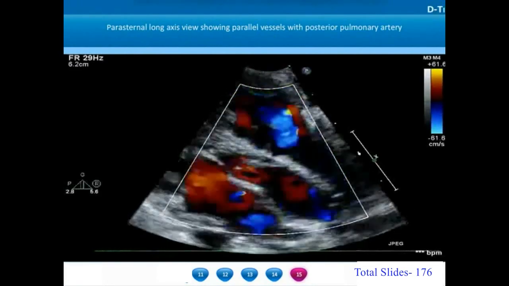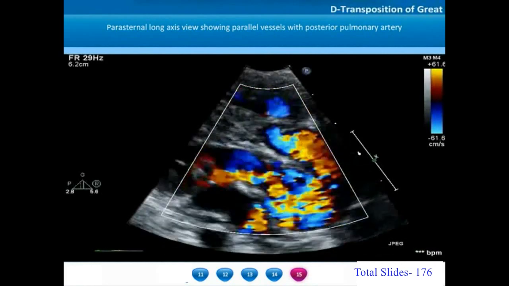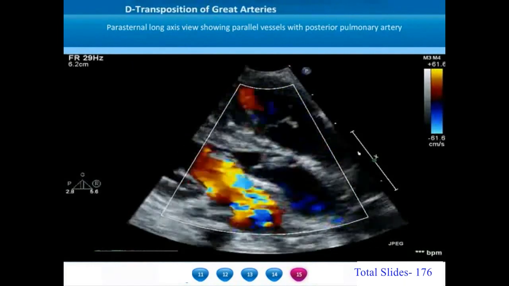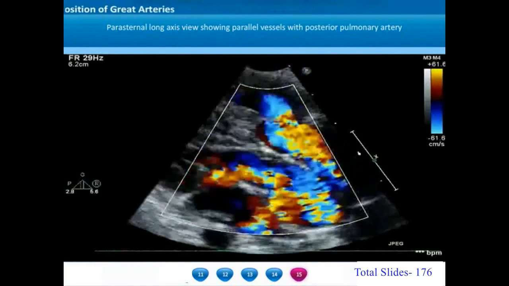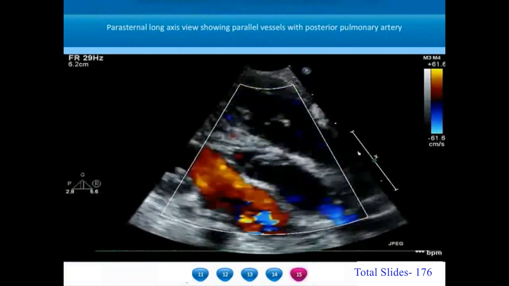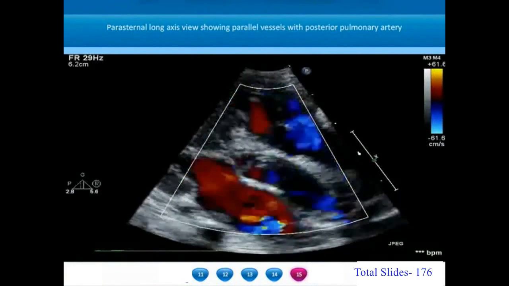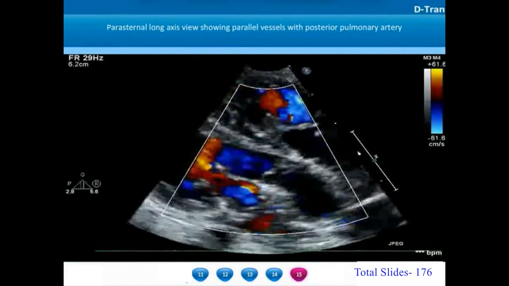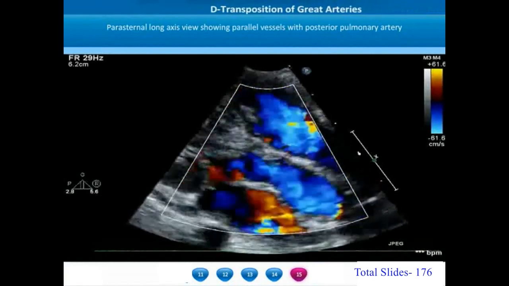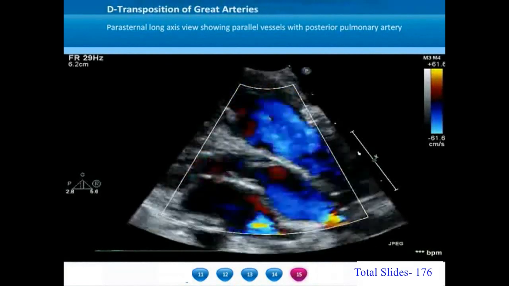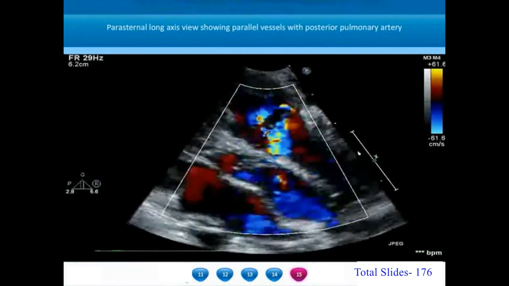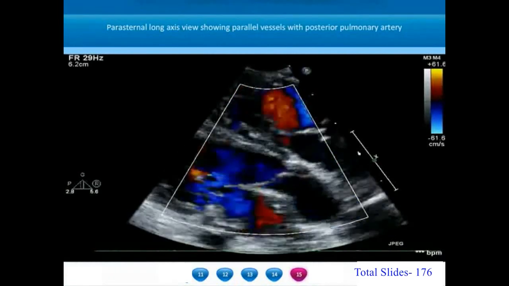Color Doppler interrogation shows unobstructed flows from the right ventricle into the ascending aorta and from the left ventricle into the pulmonary artery. Most of the complex transposition of great arteries associated with large ventricular septal defects and pulmonary hypertension will have markedly dilated pulmonary annulus and main pulmonary artery. However, in simple transposition of great arteries presenting in early neonatal period, the pulmonary artery may be anatomically smaller than the ascending aorta.